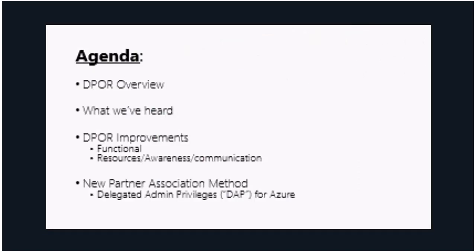So the agenda for us today is to do a Digital Partner of Record overview, what we've heard, DPOR improvements, both functional as well as resource awareness and communication, and then new partner association methods, delegated admin privileges, "DAP," for Azure. So you'll notice it's in air quotes because there isn't actually a formal name associated to it yet. That's just the internal working name at this point. So you'll see more announcements in the future about it, but just take it with a grain of salt, because it might be called something else.